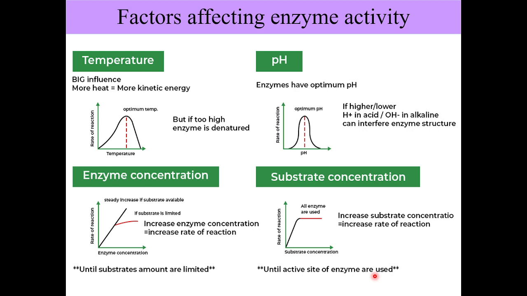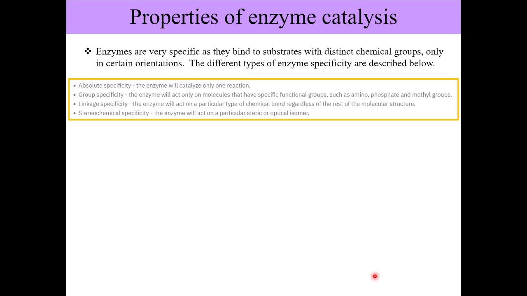Okay. So finally we will be talking about the properties of enzyme catalysis that also include specificity. Enzymes are very specific and they bind to substrates with distinct chemical groups only in certain orientations. The different types of enzyme specificity are described below. They are absolute specificity, where the enzyme will catalyze only one reaction. There can be group specificity where the enzyme will only act on molecules that have a specific functional group such as amino, phosphate or methyl groups, right?